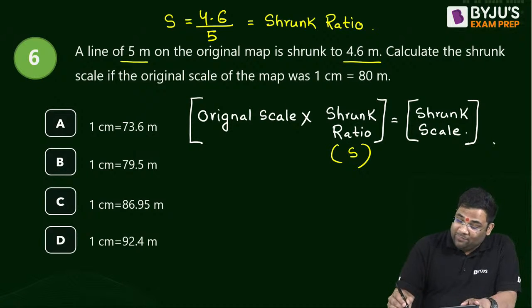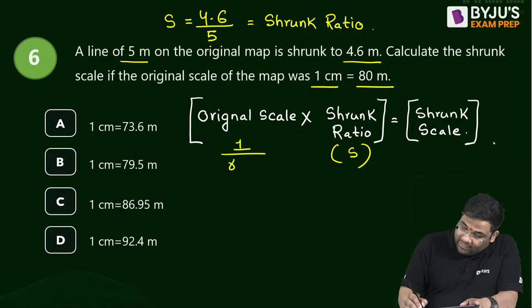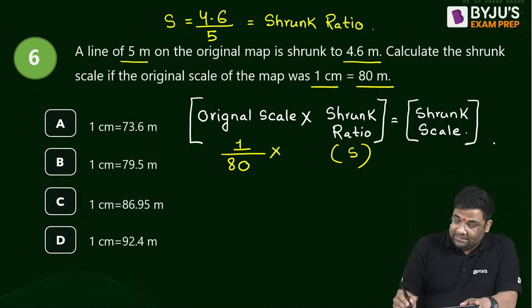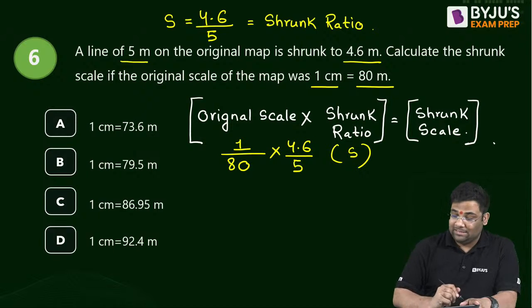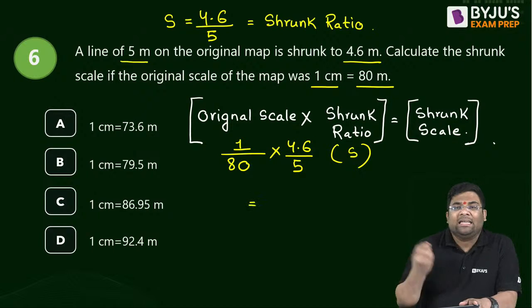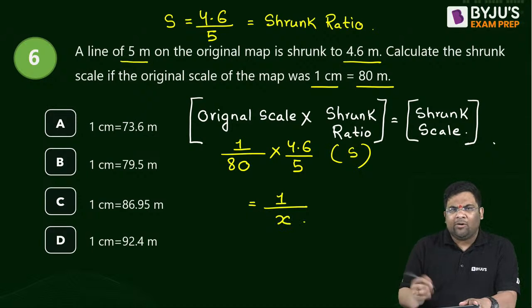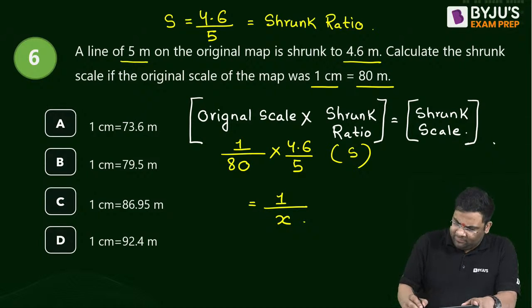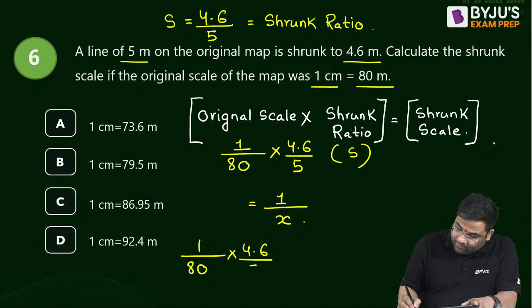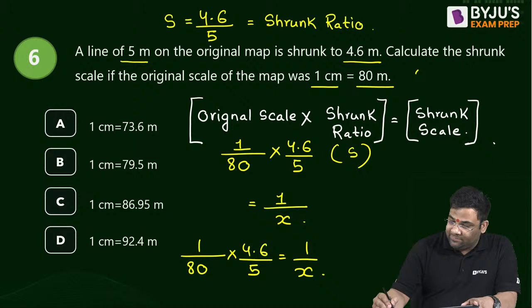Now original scale is given, 1 centimeter is to 80 meters. So I can write this as 1 is to 80. And this shrunk ratio is how much? 4.6 by 5. So from here I can find out the shrunk scale. Suppose that shrunk scale is 1 is to x. Can you find out x from here? Yes. So 1 by 80 into 4.6 by 5 will be 1 by x. What is the x value you are getting?